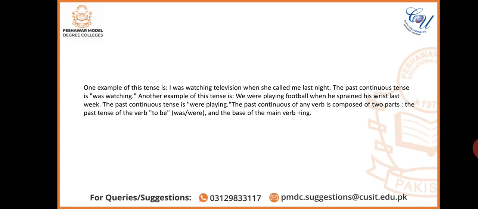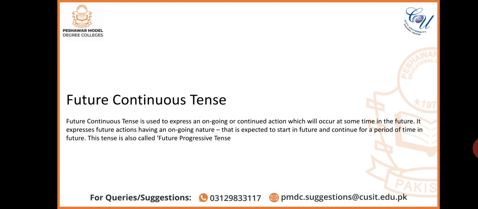Another example of this tense is, we were playing football when he sprained his wrist last week. The past continuous tense is were playing. The past continuous of any verb is composed of two parts. The past tense of the verb to be, was and were, and the base of the main verb plus ing. It was all about past continuous tense.